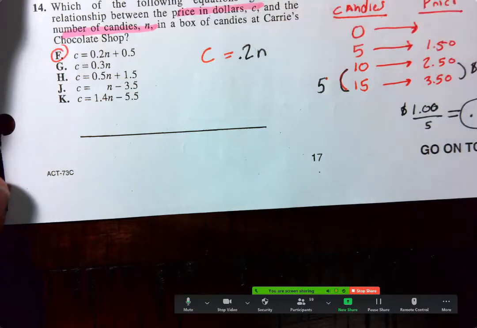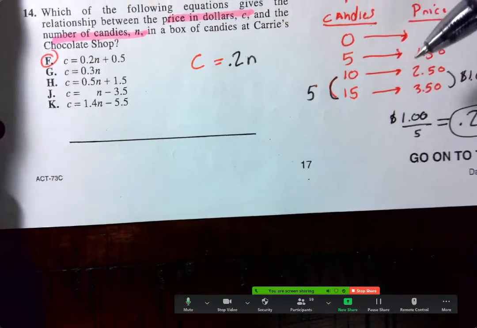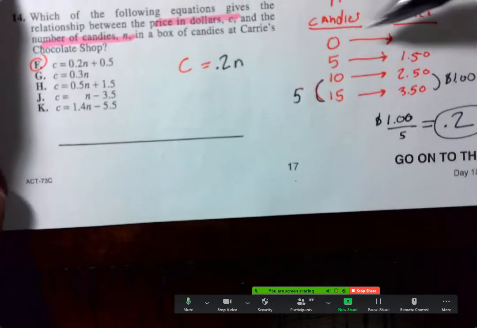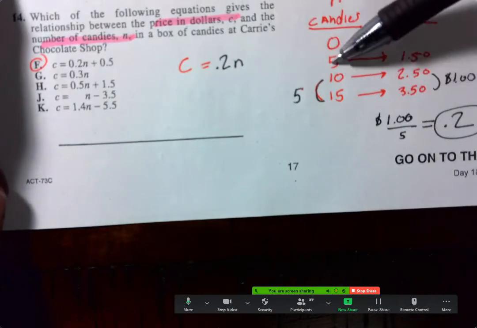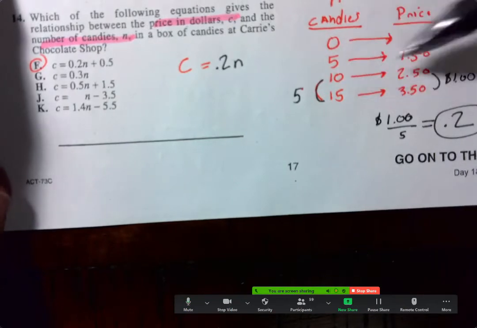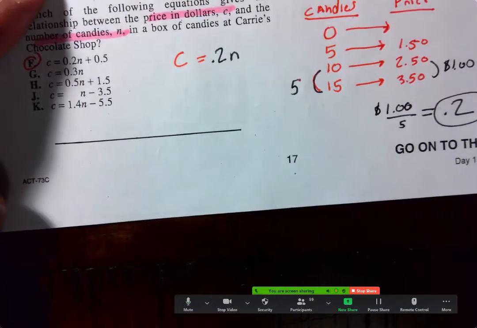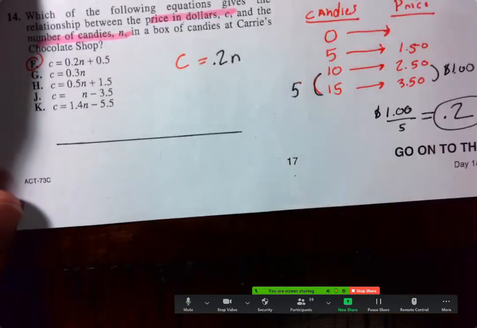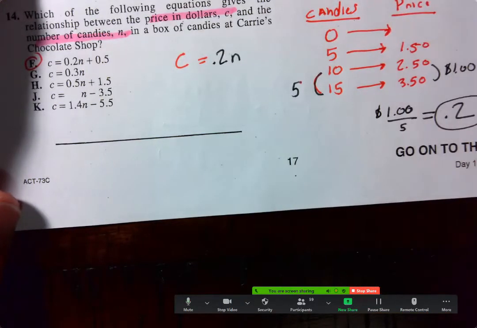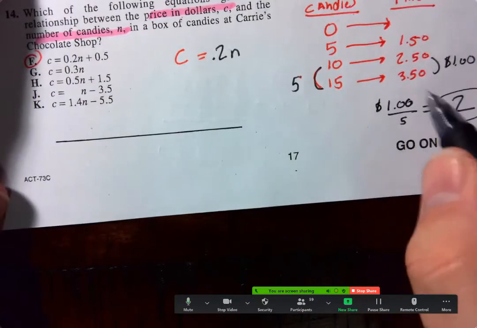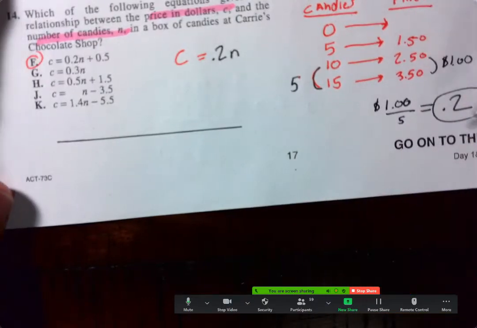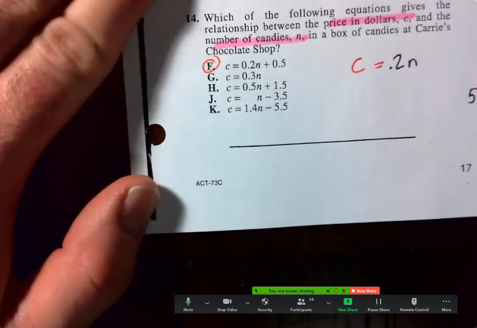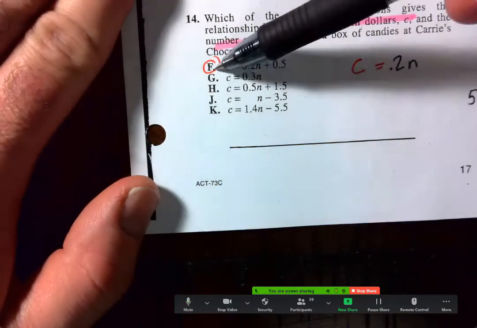Number 14, which of the following gives a relationship between the price in dollars, C, and the number of candies, N, in a box? Well, I copied down the information there from Carrie's Chocolate Shop. For 5 candies was $1.50, 10 candies was $2.50, 15 candies was $3.50. This side is increasing by 5 each time, and the right side is increasing by $1 each time. So slope would be $1 divided by 5, which is 0.2. That's our slope, and of our choices, the only choice that has a 0.2 for a slope is letter F.